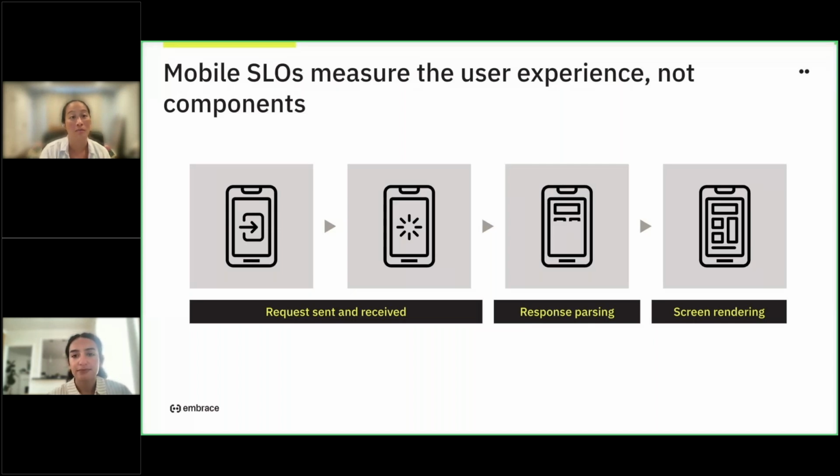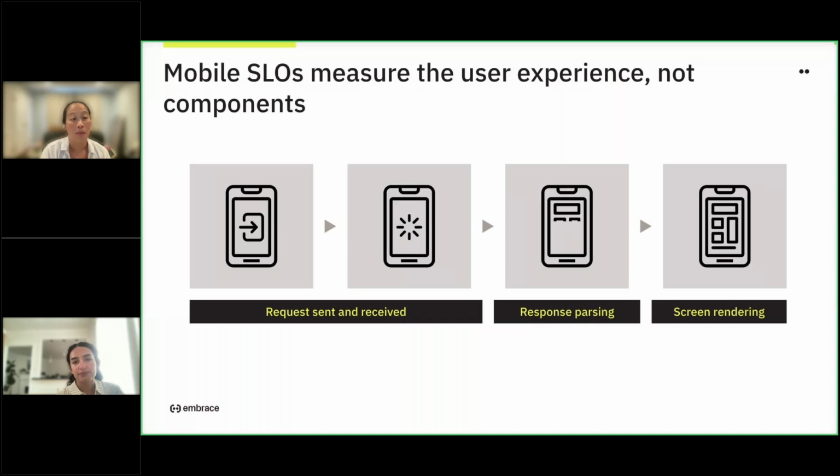One, you actually measure what matters. Your users aren't complaining about APIs or screen rendering. They're complaining about whether or not they can complete an order. So if you want to understand how to fix the issues and understand what the users are experiencing, you should be measuring the same thing. Only then can you find areas for improvement.